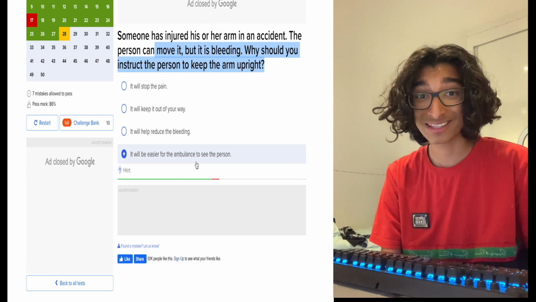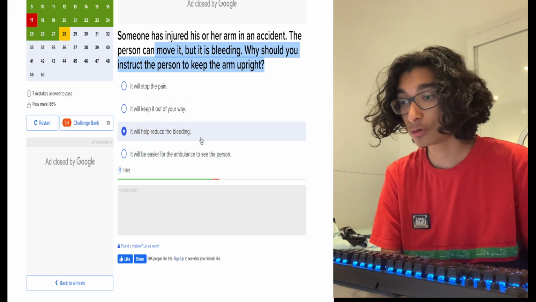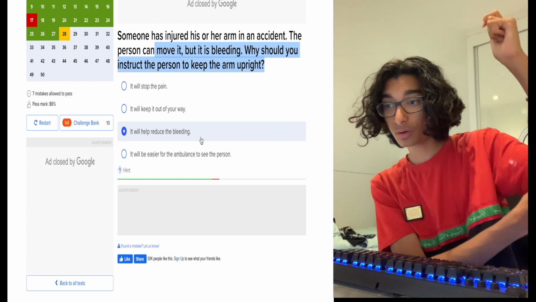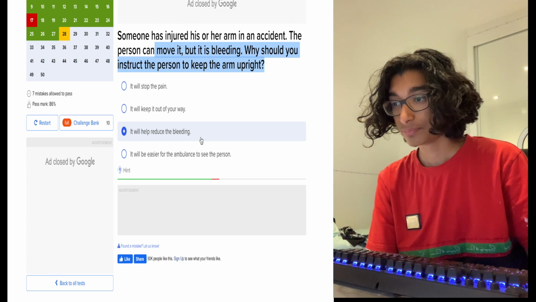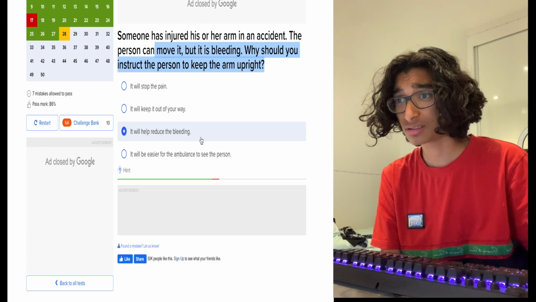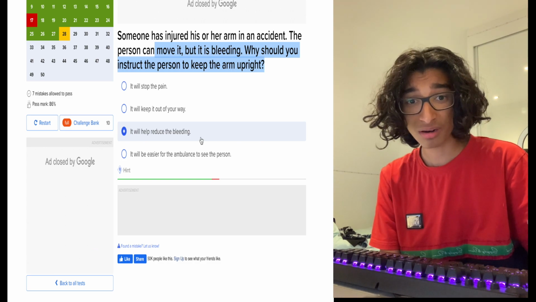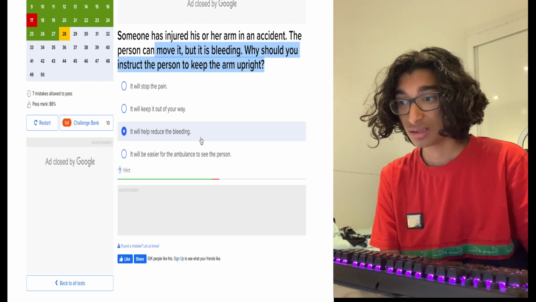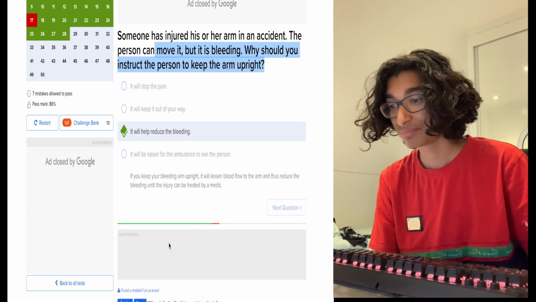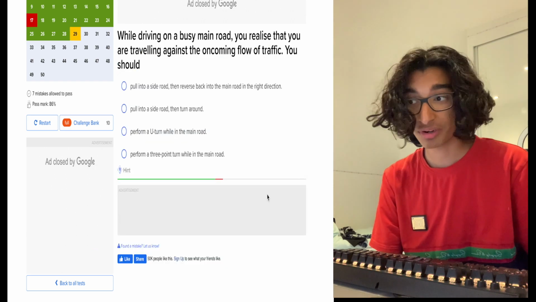You know, again, I really think these are just stupid questions. It will reduce the bleeding because you're meant to raise your arm over your head because it prevents blood loss. Don't know why. Forgot why. I think it's because it stops blood flow. No idea, sorry. But I know it's 3. Simple biology. Simple first aid, actually.